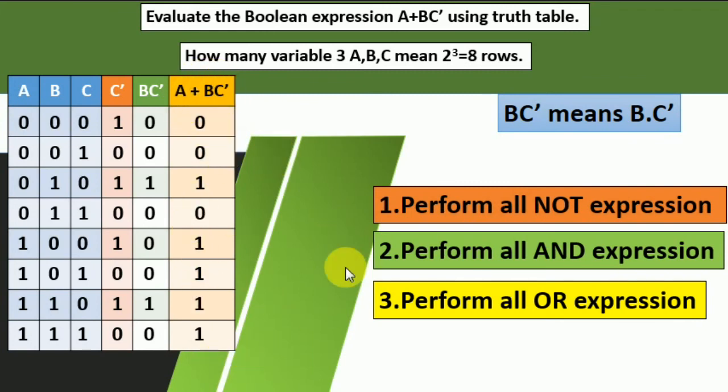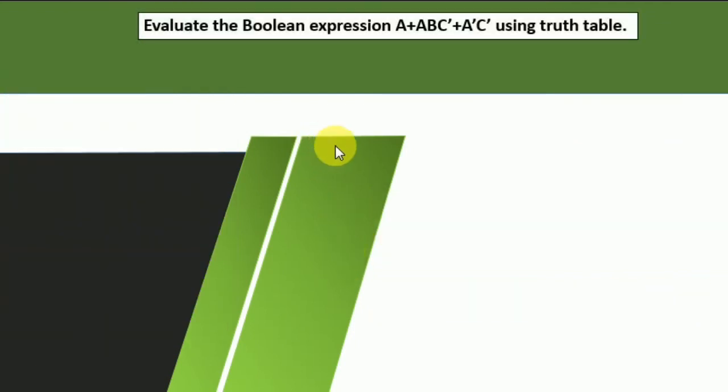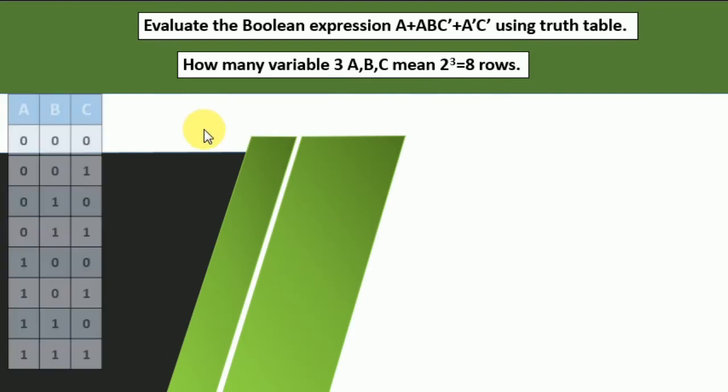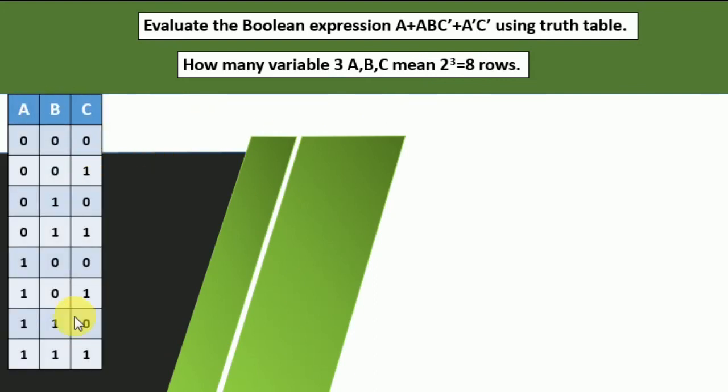I'm going to explain one more. I'm evaluating one more expression: A plus A B C complement plus A complement C complement using a truth table. How many variables? Again there are 3 variables, 2 to the power 3, 8 rows. Here are 8 rows and 3 columns, A, B, C.